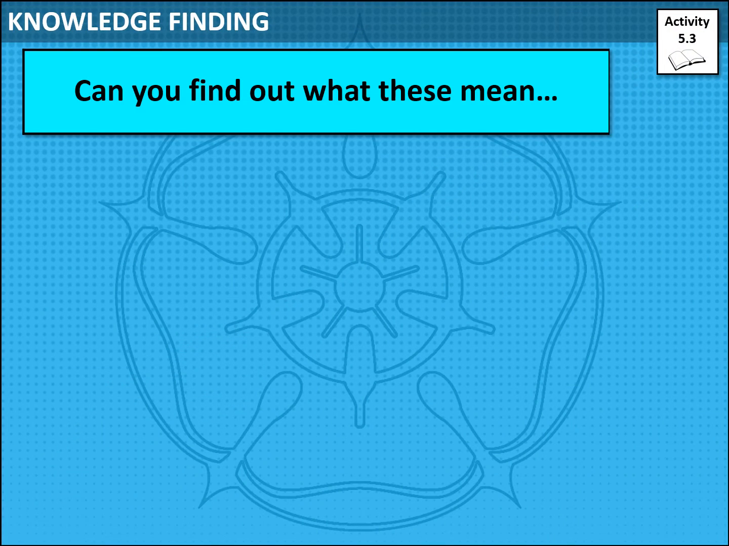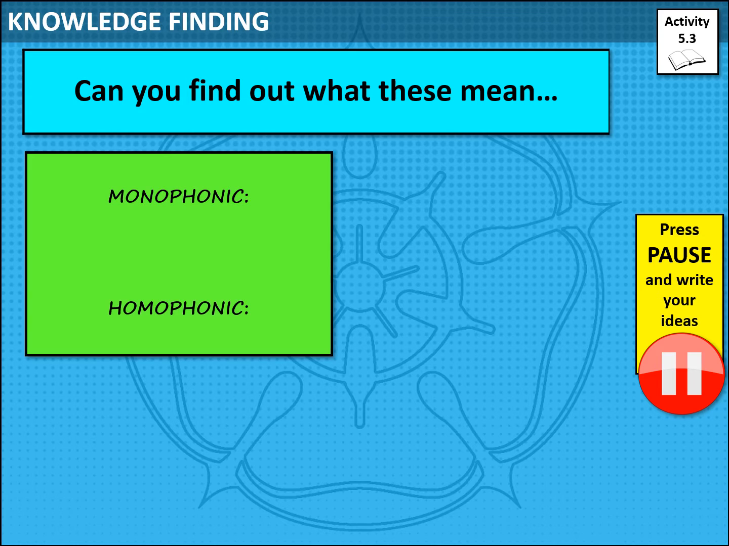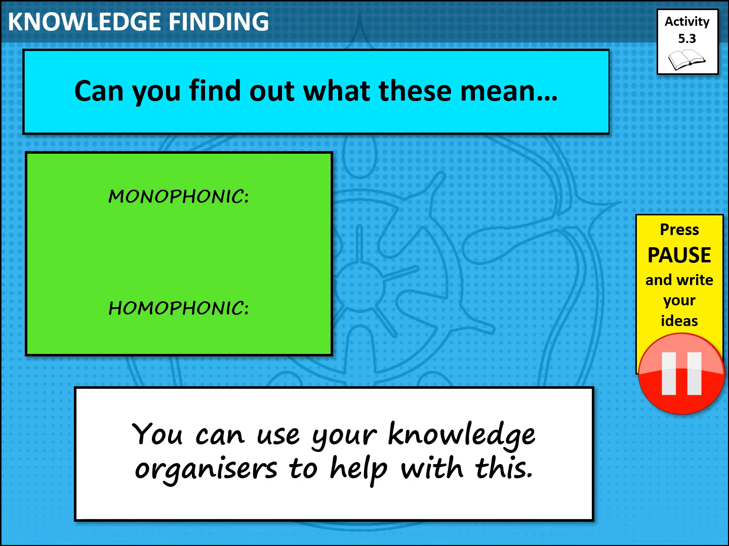Now it's time to have a little bit of a knowledge finding exercise. Can you find out what these keywords mean? Monophonic and homophonic. You can use your knowledge organisers to help you with this, or if you're at home, you might also be able to find something in a music dictionary. Pause the video now, give yourself 2 minutes to try and find what those keywords actually mean.